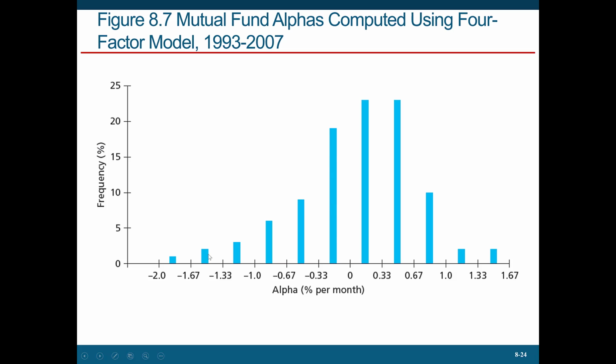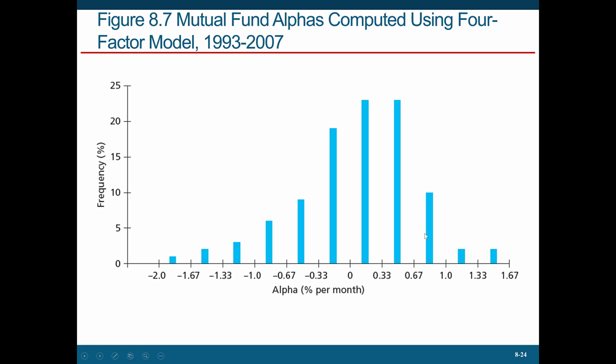All right, and what do we see here? Well, if you were to just look at the average alpha, it's basically zero, right? You can see the average is around zero. This is a frequency distribution of alpha, right? So the majority of funds actually have zero alpha. There are many that actually have negative alpha. There are some that have positive alpha, right? And they're relatively few.